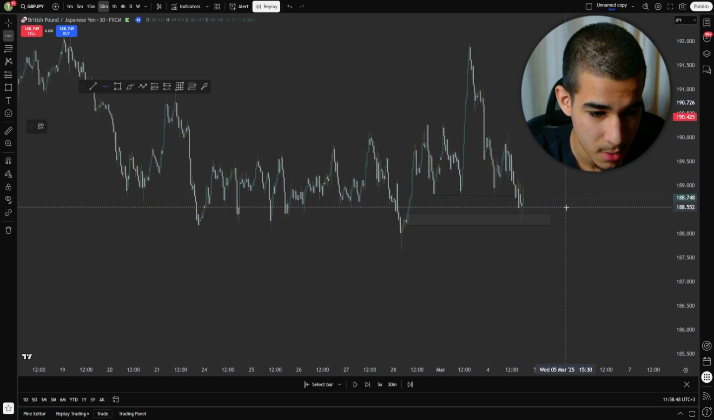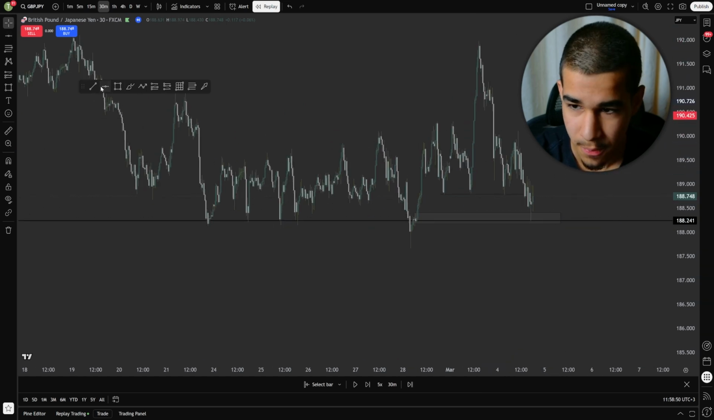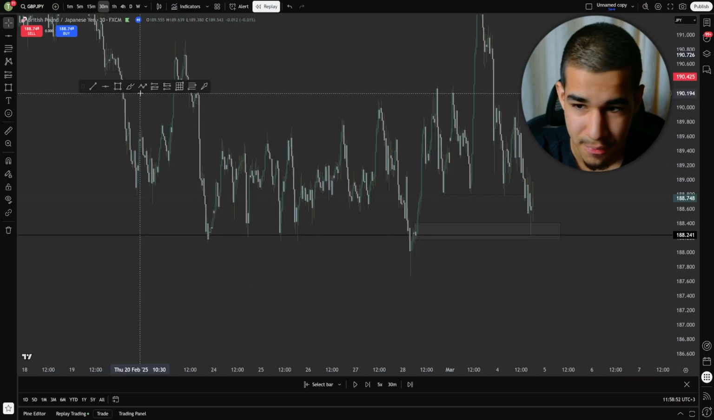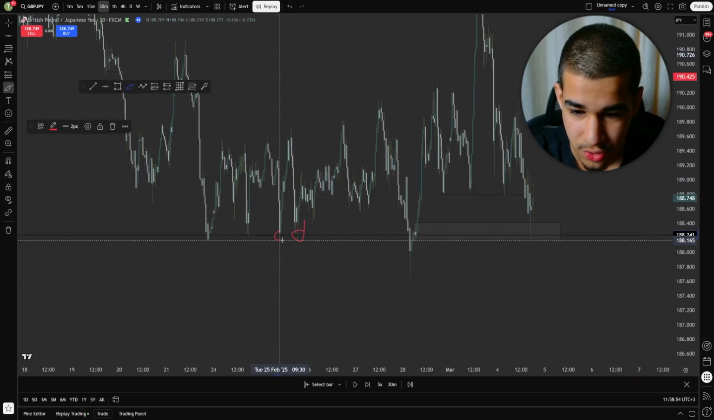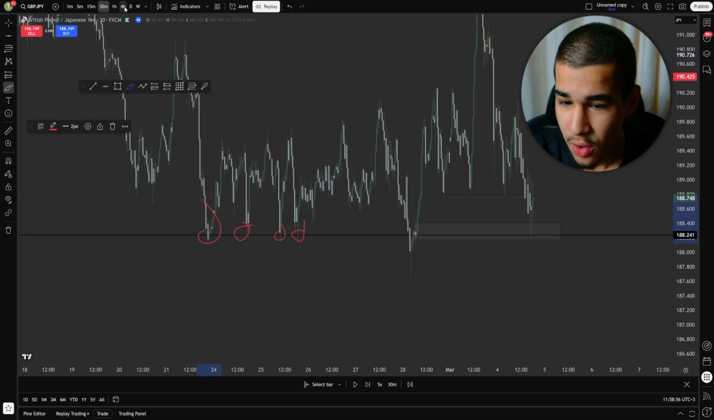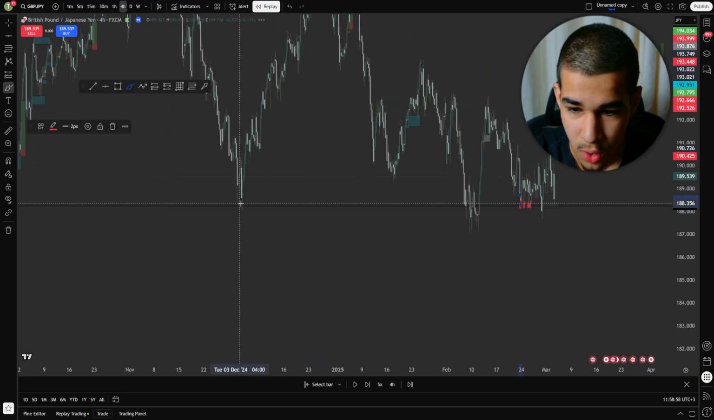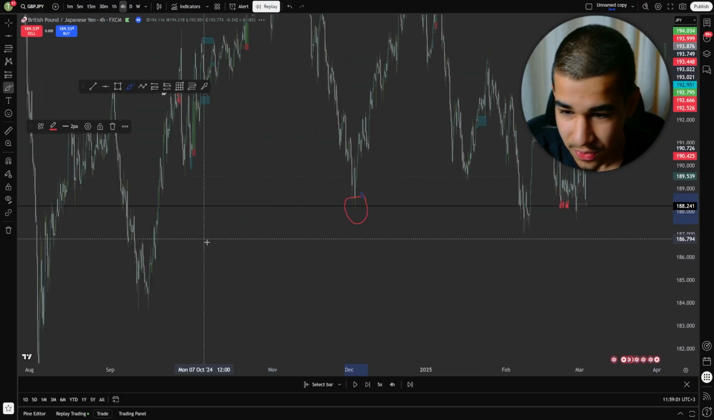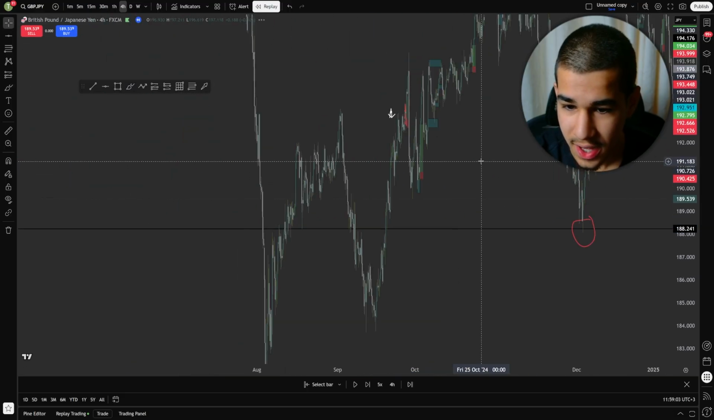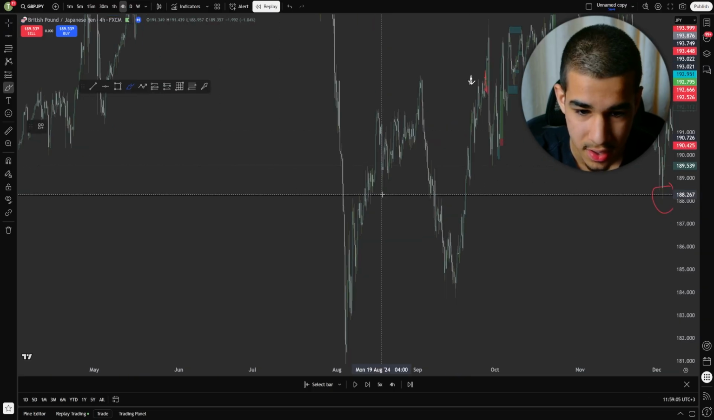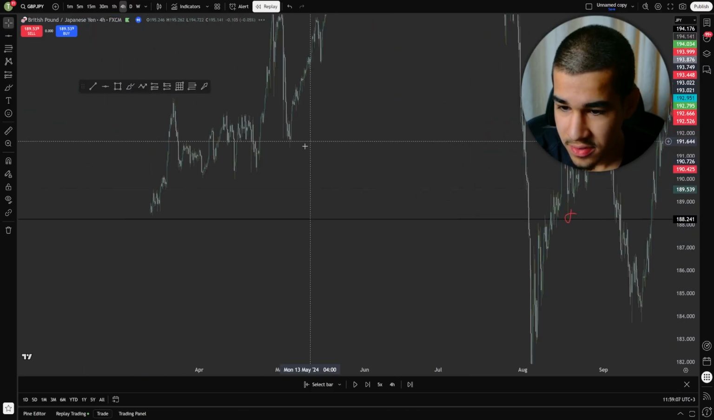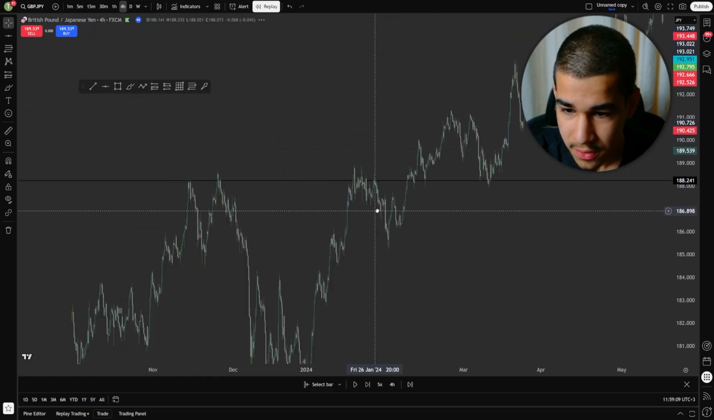But as you can see, when I mark the place where we reacted from this demand zone, we have multiple taps here: 1, 2, 3, 4. Let me go on a higher time frame, see if there's any more. 1 over here. Now this is very major, and as you can see, 1 tap over here again. Well, let me see if I can find more here.